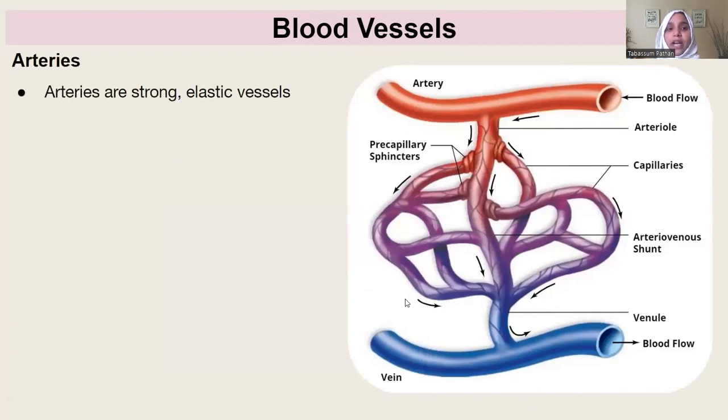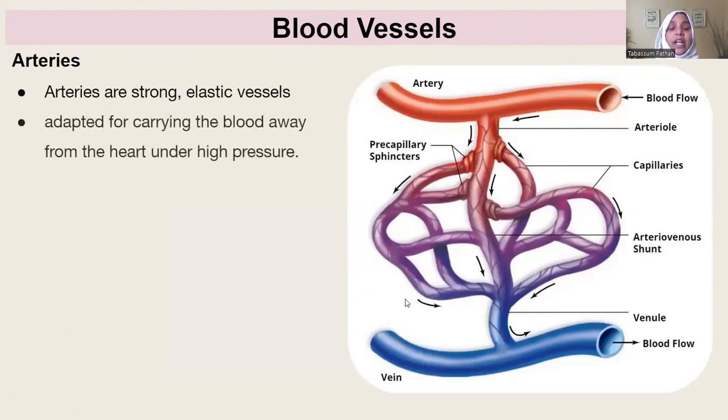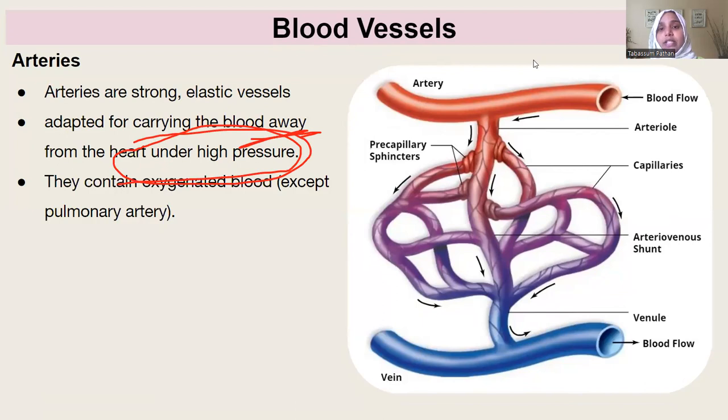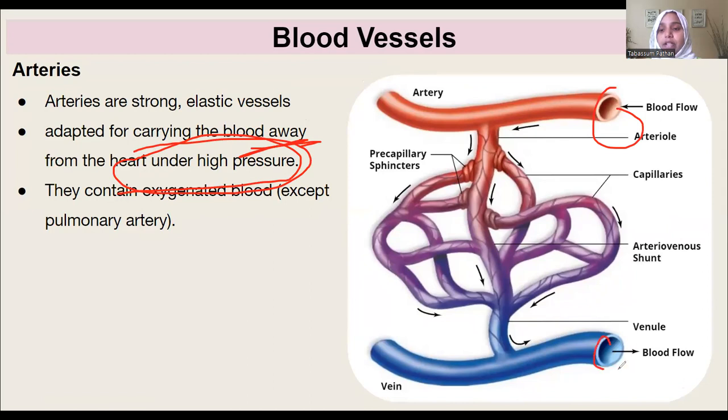Let's begin with arteries. Arteries are strong blood vessels. They are elastic in nature. Their function is carrying blood away from the heart under high pressure. This is very important: away from the heart under high pressure. Because they carry oxygenated blood, it has to be pushed to different parts of the body. So the blood pressure in the arteries will be high as compared to that of veins. You can see the diagram also. The diameter here is less and the diameter here is a bit more. They contain oxygenated blood.